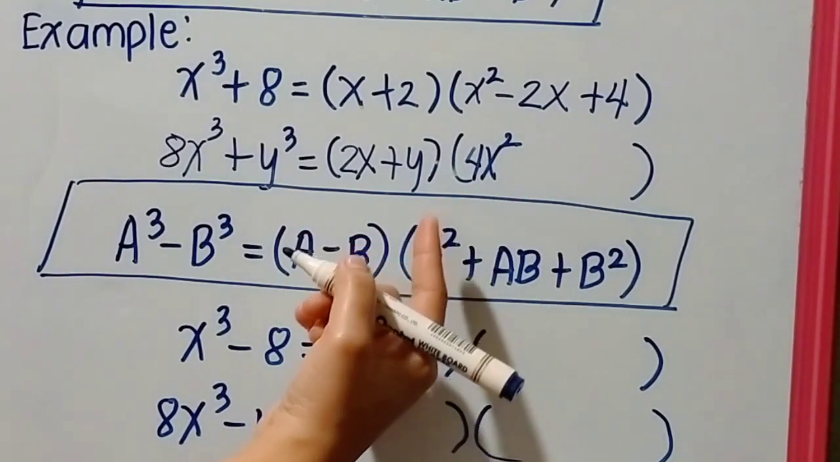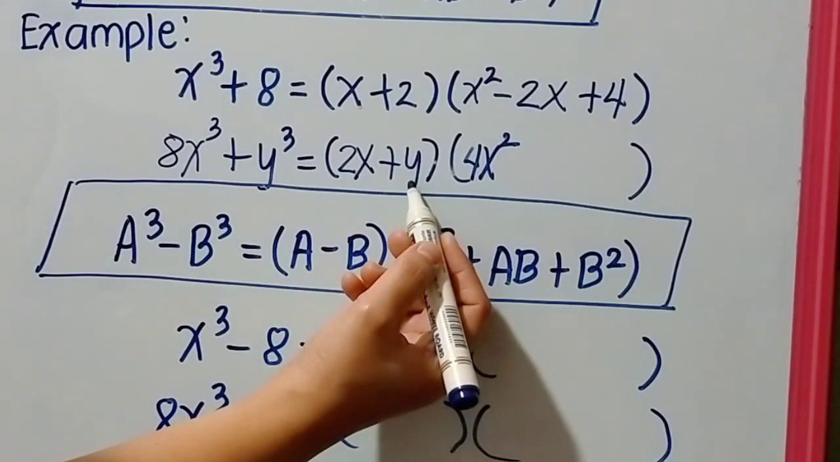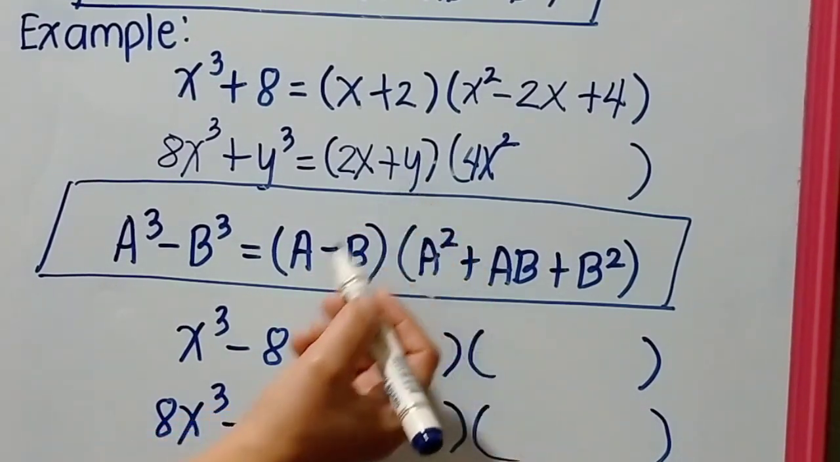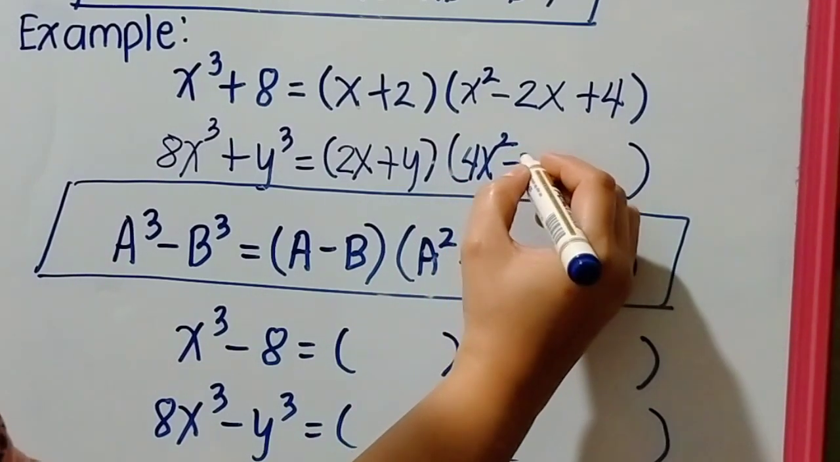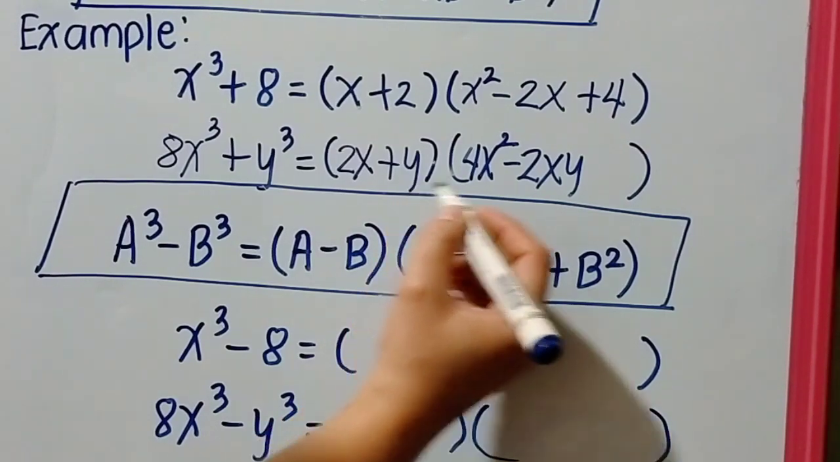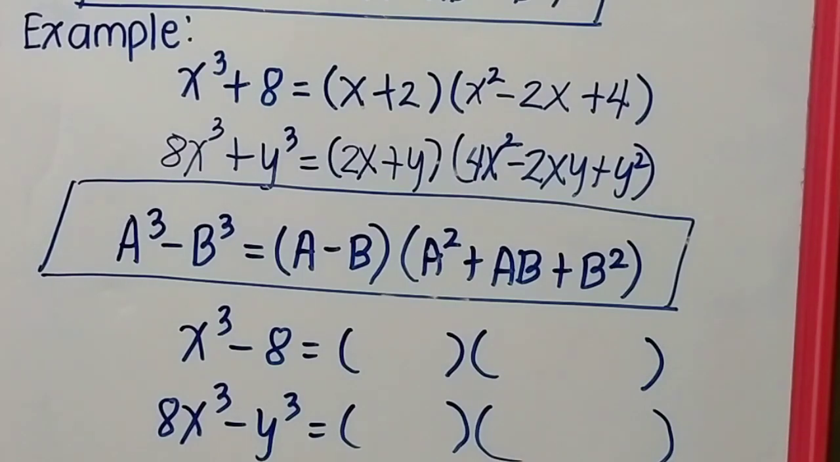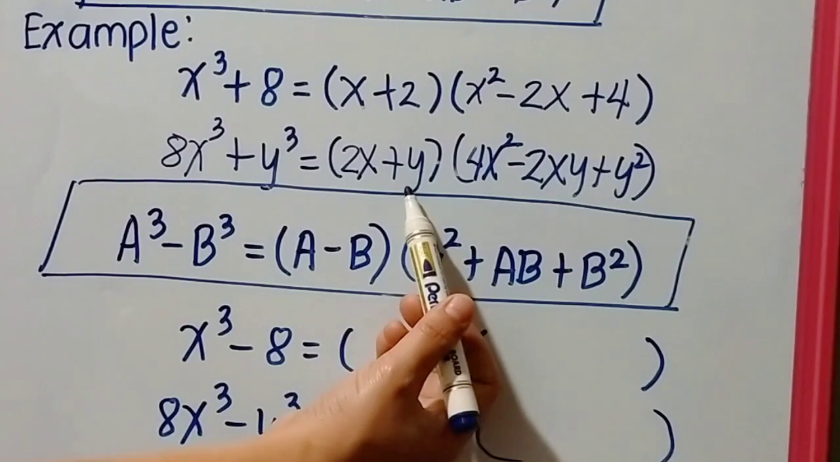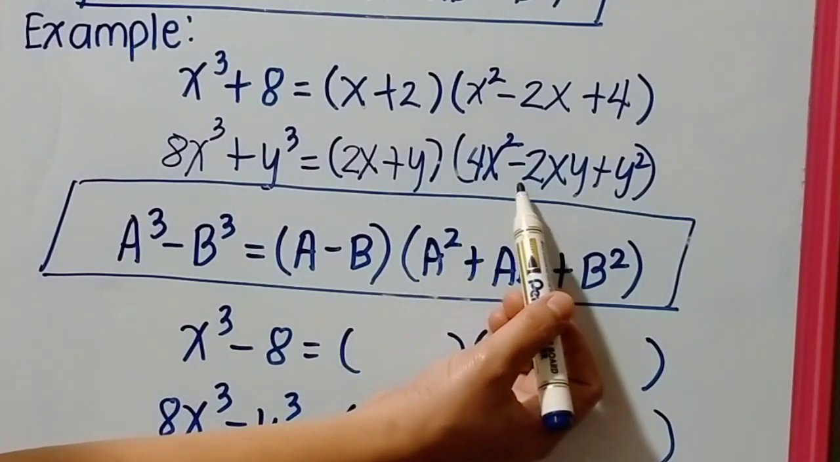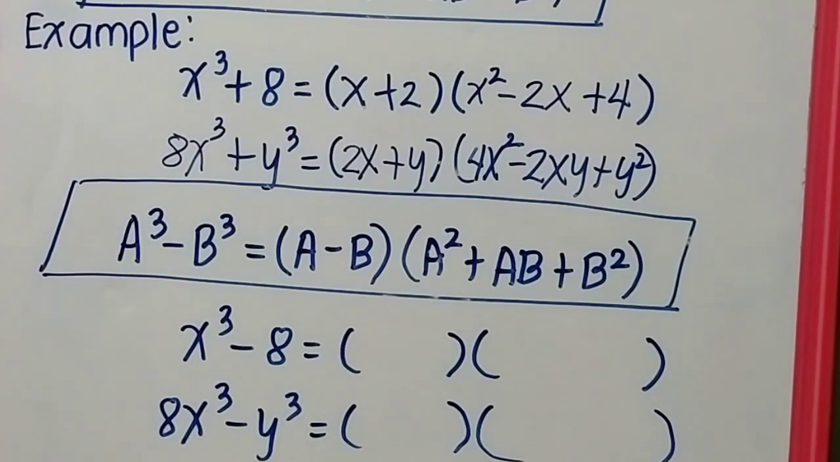Now, the second term will be the product of these two terms. 2x times y is 2xy. So we will get the opposite sign of that. We have negative 2xy. And finally, the last term will be the square of y. That is y squared. So the factors of 8x cubed plus y cubed are the binomial 2x plus y and the trinomial 4x squared minus 2xy plus y squared. Okay, this time, let us go to the difference of two cubes.